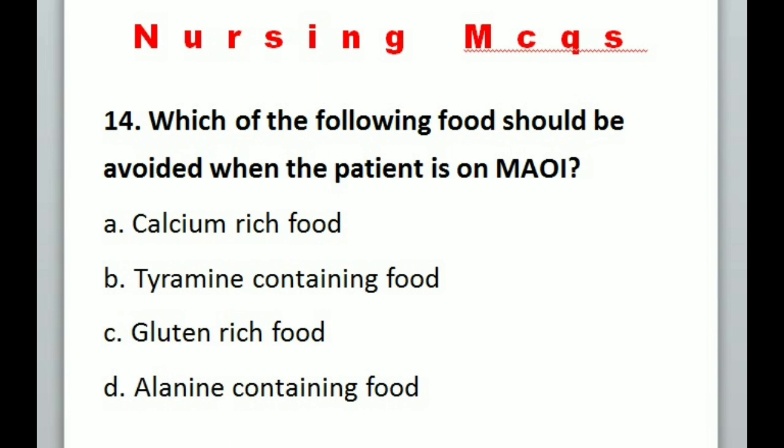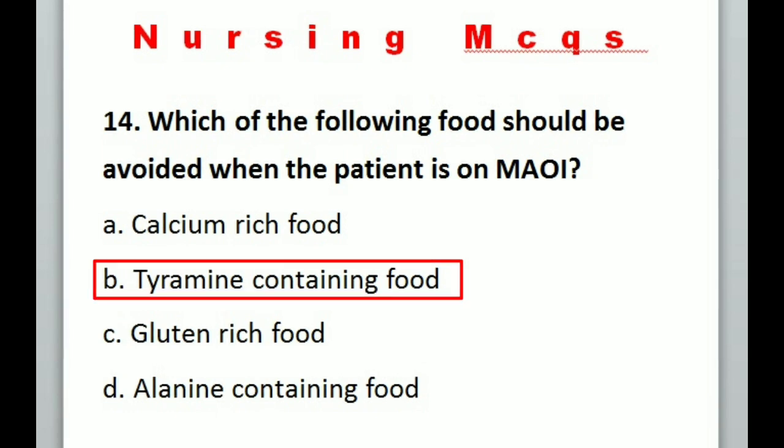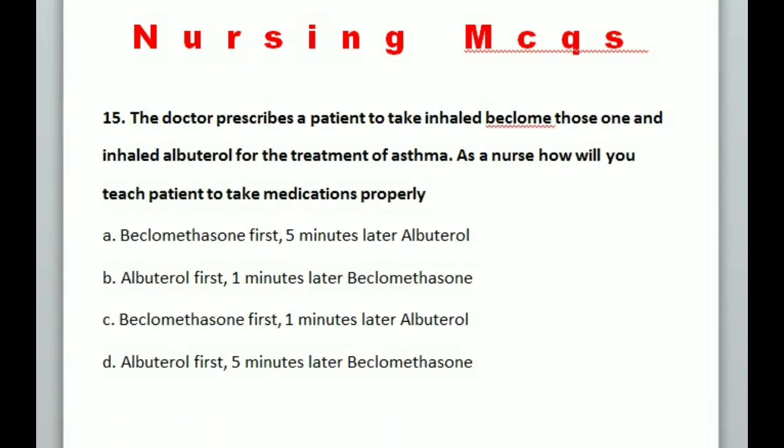14. Which of the following foods should be avoided when the patient is on MAOI? A. Calcium-rich food. B. Tyramine-containing food. C. Gluten-rich food. D. Alanine-containing food. Correct option is B. Tyramine-containing food.